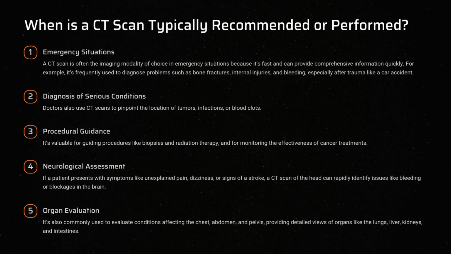If a patient presents with symptoms like unexplained pain, dizziness, or signs of a stroke, a CT scan of the head can rapidly identify issues like bleeding or blockages in the brain. It's also commonly used to evaluate conditions affecting the chest, abdomen, and pelvis, providing detailed views of organs like the lungs, liver, kidneys, and intestines.